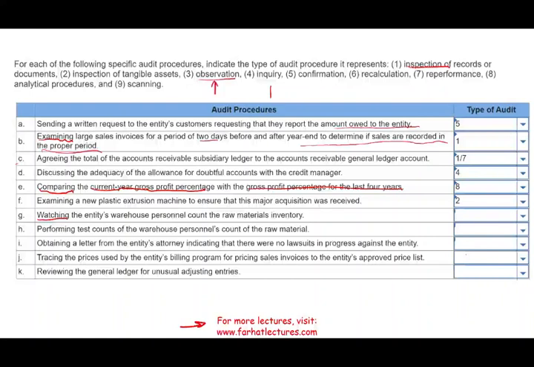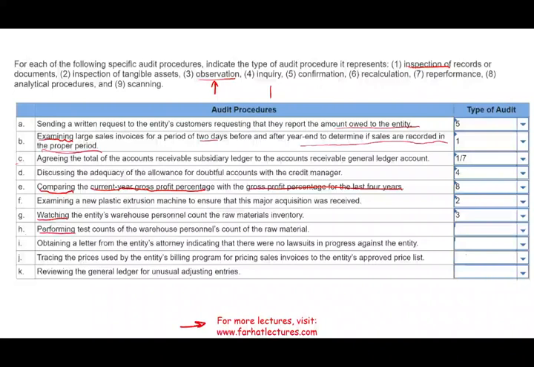You're doing observation. Again, observation is good if they don't know you are there, because people will act differently when they see you. And usually observation is done when you are learning about the client process and procedures. So it's a good type of evidence if the people being watched don't see you, because they would act differently, especially if they know that you are the auditor, obviously. You don't want them to know that.